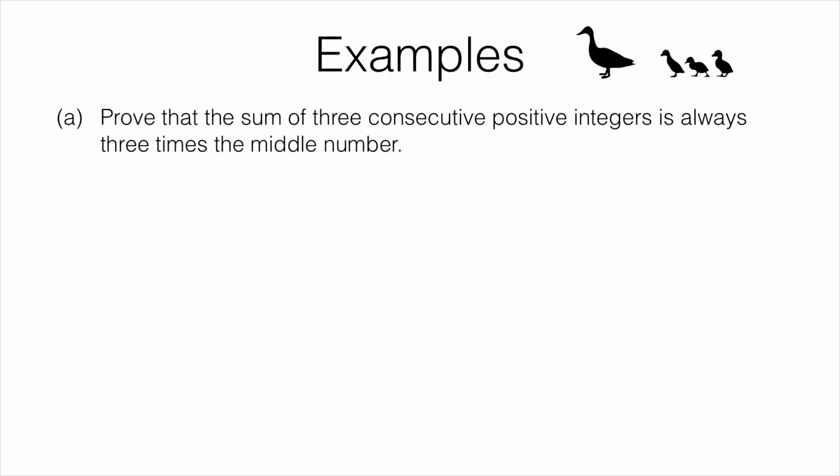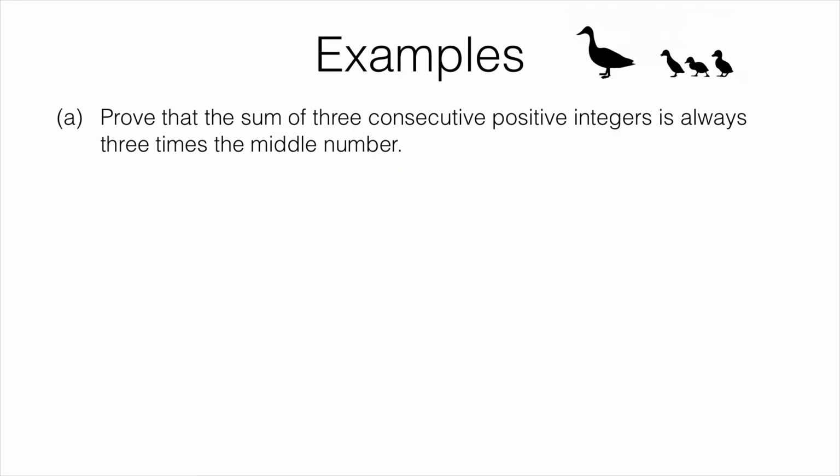In this video, we are constructing proofs algebraically. Let's get straight into the first example. It says, prove that the sum of three consecutive positive integers is always 3 times the middle number. Now let's remember the word integer, that means whole number. So we need to show that the sum of 3 consecutive whole numbers, positive whole numbers, always ends up being 3 times the middle number.